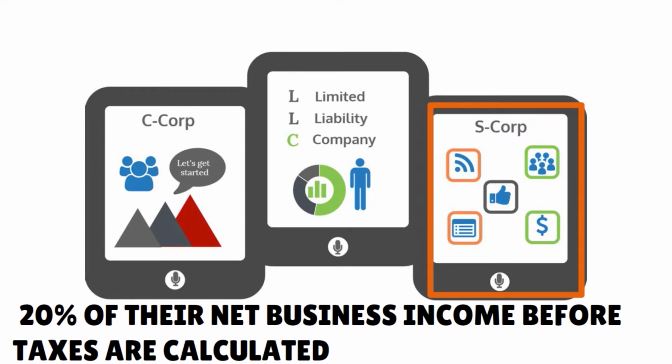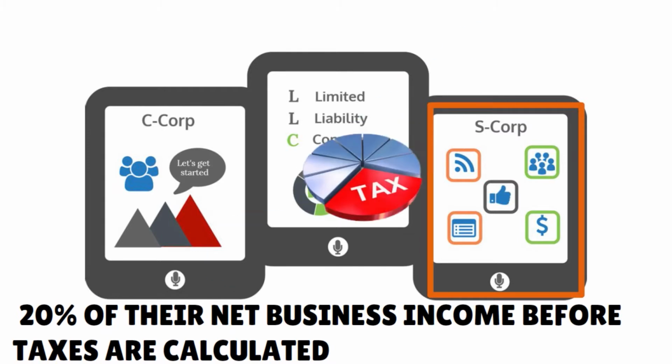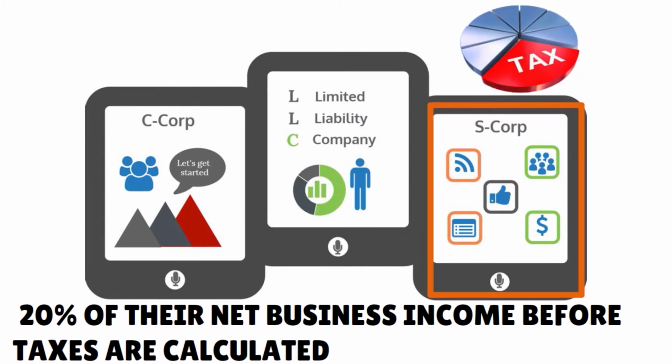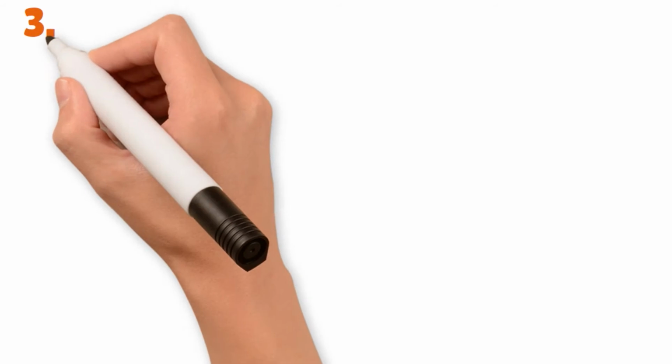Although tax obligations vary by business, C corporations tend to pay the highest taxes because they get hit with taxation twice. I already talked about that, the double taxation: once at the corporate level, and again at the shareholder level for dividends.